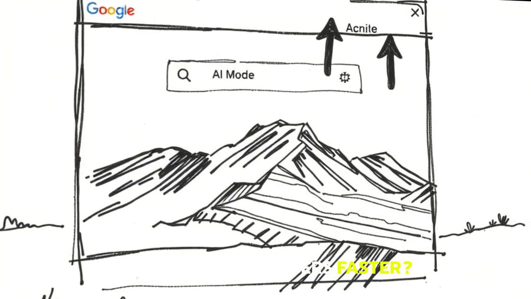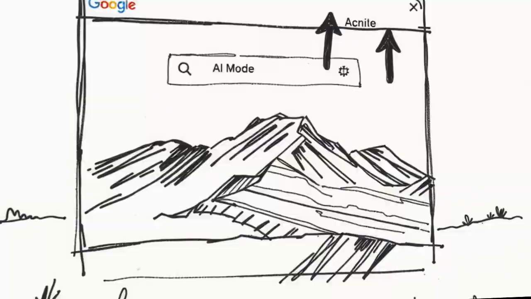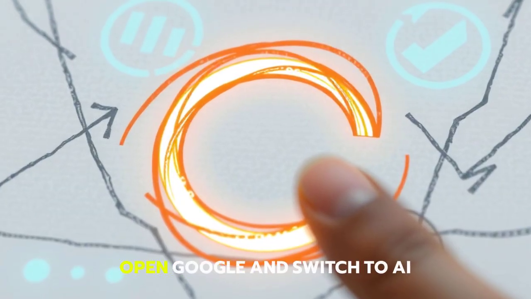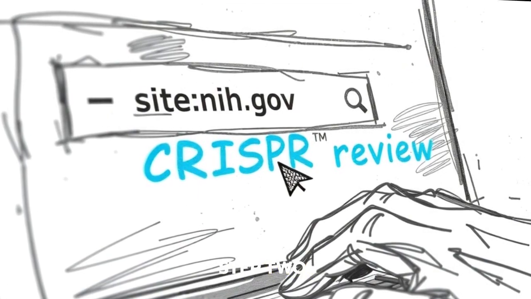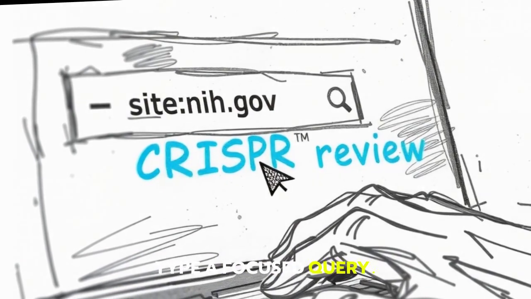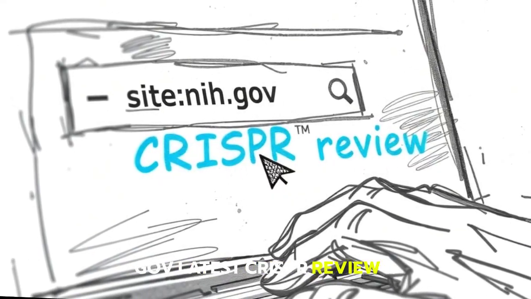Want expert answers faster? Use deep search inside Google AI mode. Step 1. Open Google and switch to AI mode at the top right. Step 2. Type a focused query. Example: cite NIH.gov latest CRISPR review.